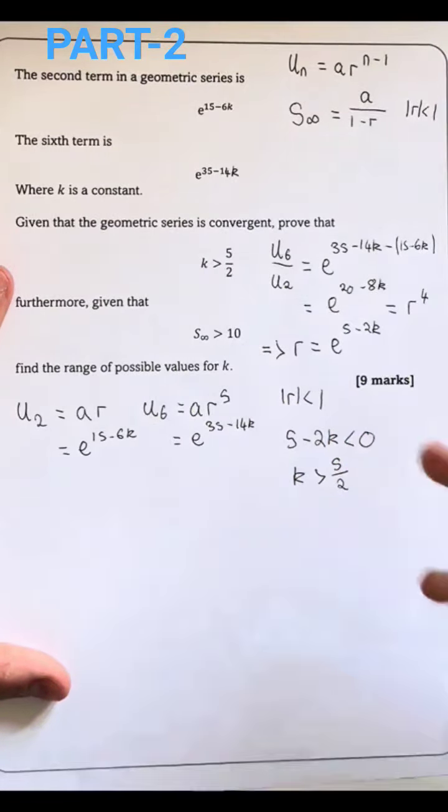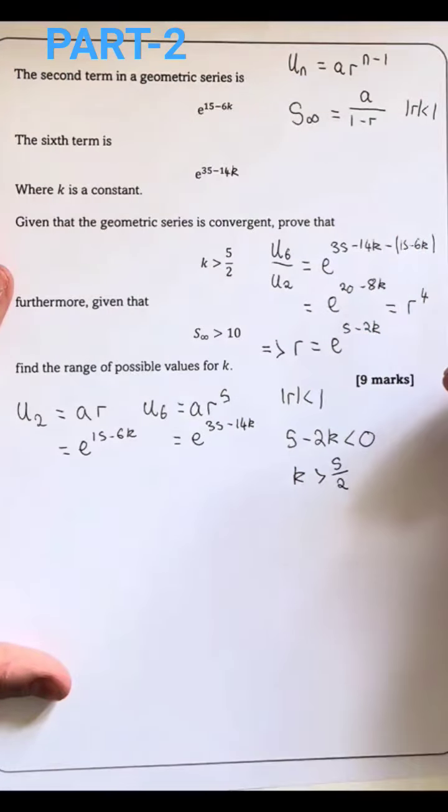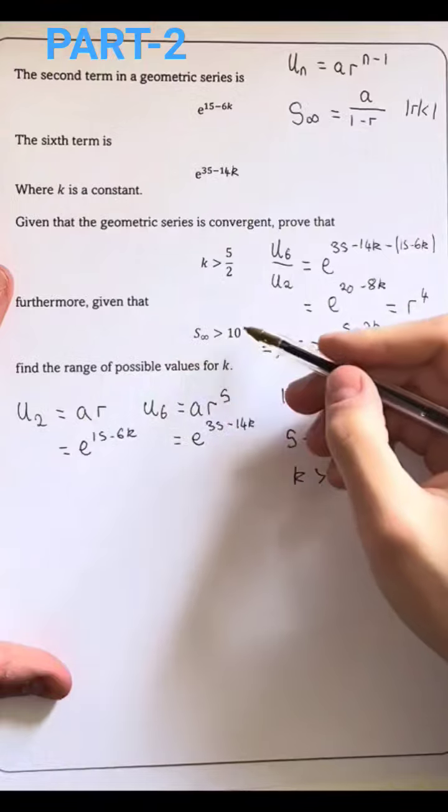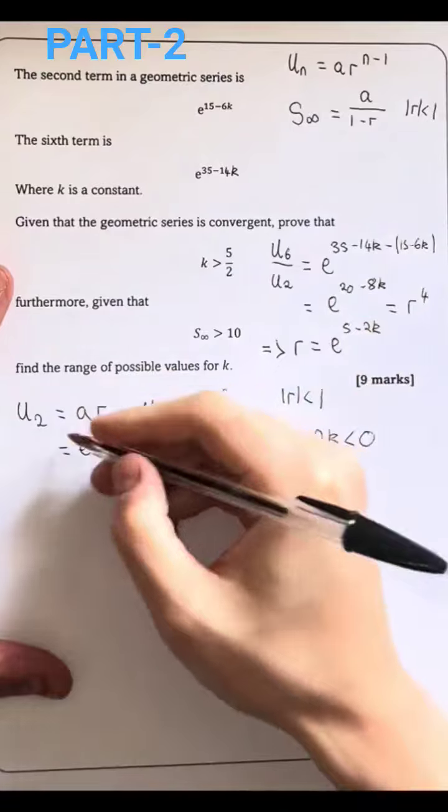Okay, so we know it has to be greater than 5 over 2, but clearly this is going to lead to some sort of bound from above, which stops it being bigger than a certain value. So we know that the sum to infinity formula involves knowing the first term, so we need to work out what a is, but that's pretty straightforward. Once we know r, we can just use this relationship here.